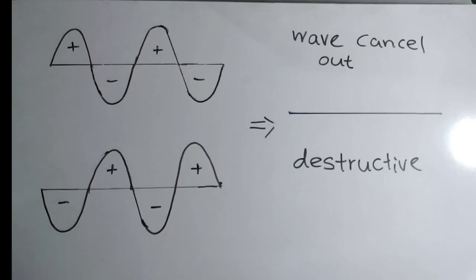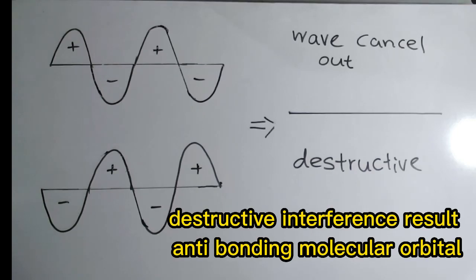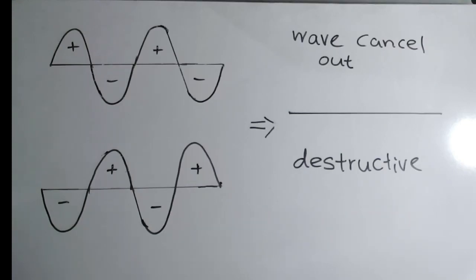Now when we come to electrons, the probability of finding the electron in the given position will be zero or very little. This kind of overlapping will result in anti-bonding molecular orbitals. In those anti-bonding molecular orbitals, we cannot find the electrons. So bonds cannot be formed without electrons, because to form bonding, electrons need to overlap with each other.